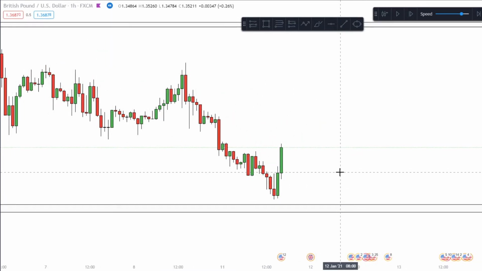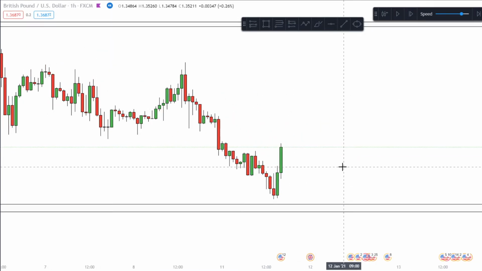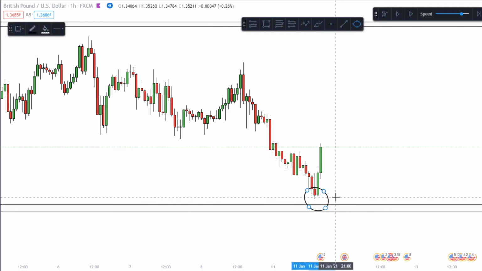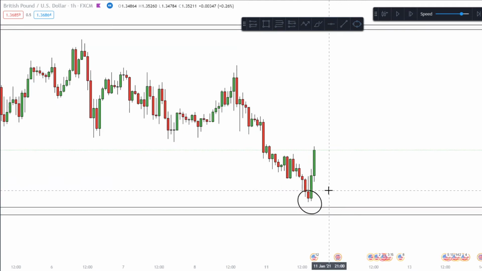Now, basically what I'm trying to get at is trusting the process, just allowing the market to create these structures for you, okay? As soon as price gets to a key level like this, down here in this example, price will usually be indecisive, okay?